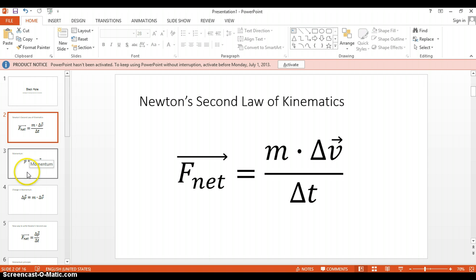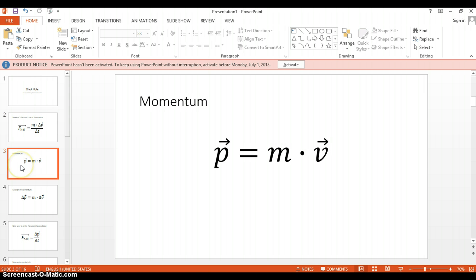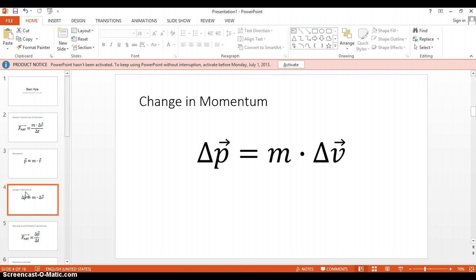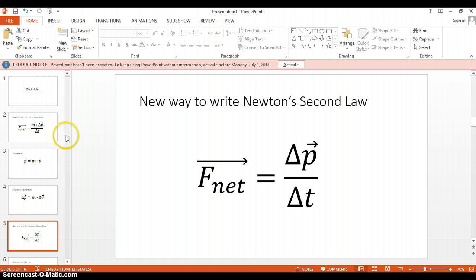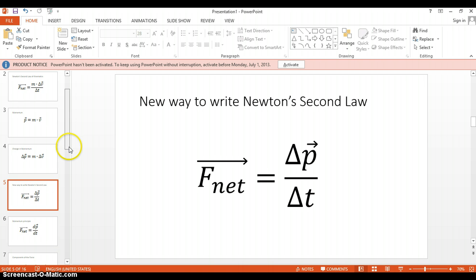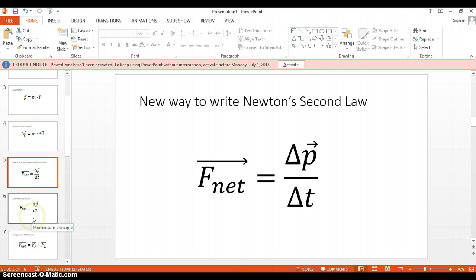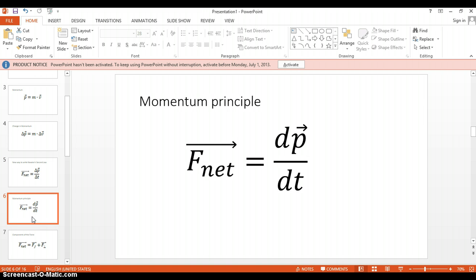However, we will need to write down the second law of kinematics with the use of momentum, which is the product between mass and velocity. Then we will write the change of momentum in a similar way, which is written this way. And then we can rewrite the second law of kinematics as the following. And if delta t is really, really low, then the net force can be written this way, which is the rate of change of momentum with respect to time.